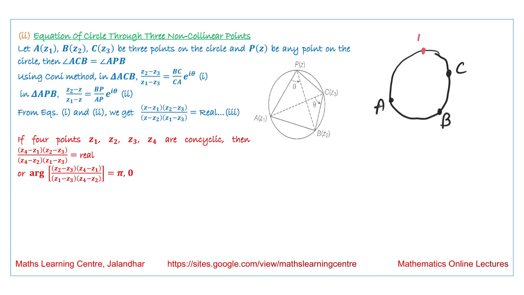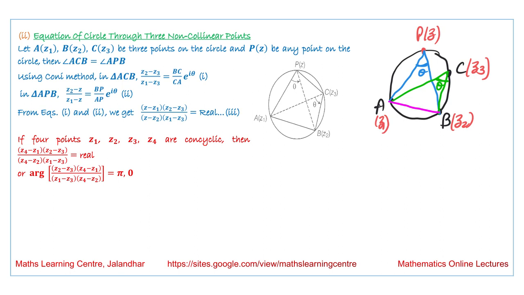Suppose there is another point P, which corresponds to z. Corresponding to A we have the complex number z1, for B we have z2, and for C we have z3. Now the angle formed, we are talking about this angle APB, suppose this angle is theta, should be equal to the angle formed at C. Both these angles should be the same, because both of these angles correspond to the same chord AB.